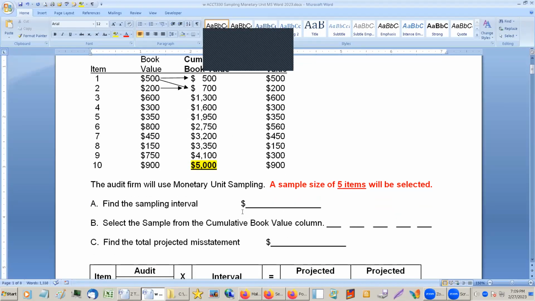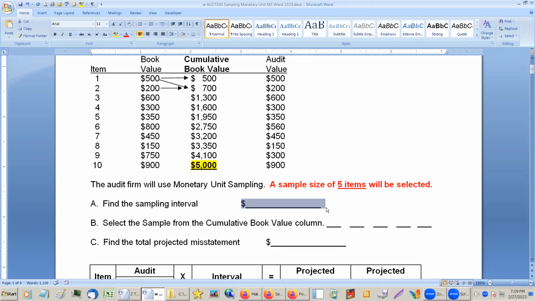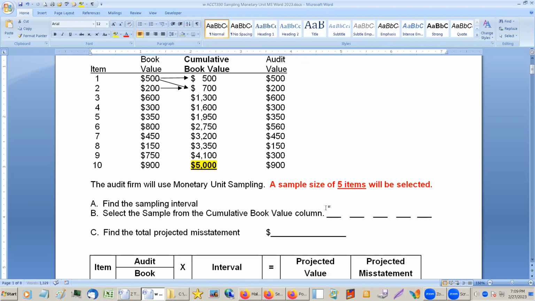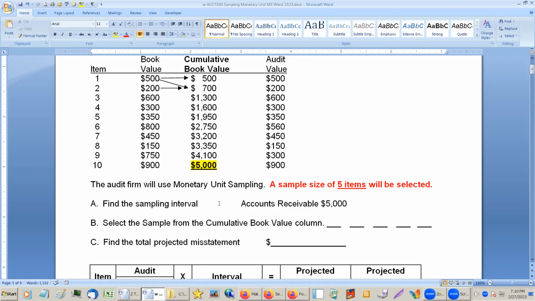Okay, so find the sampling interval. Oh, we kind of already did. So accounts receivable is $5,000. And we're going to divide it by 5 items. And so that's going to be $1,000.